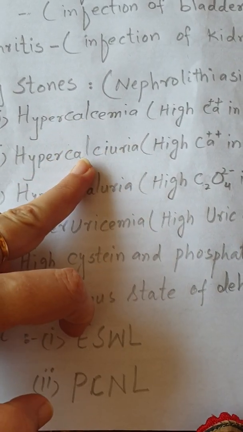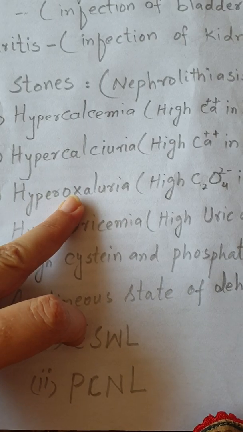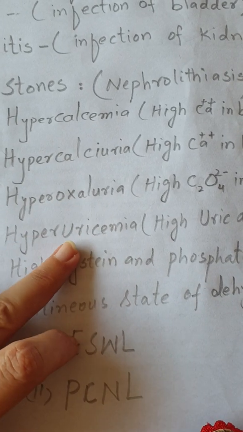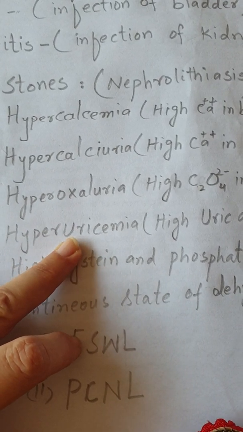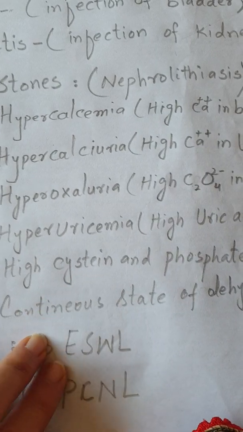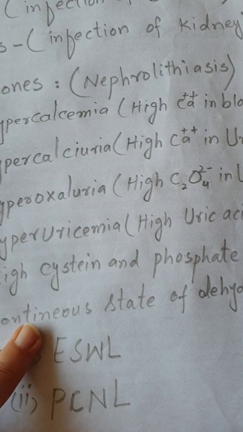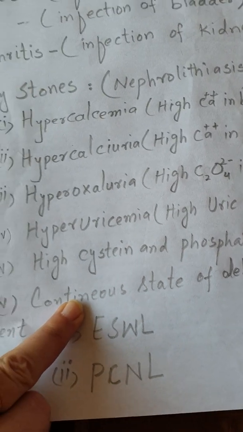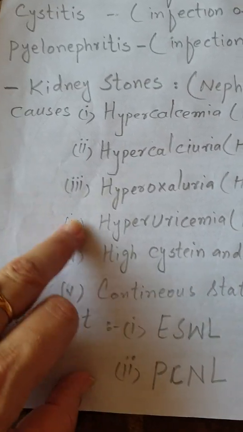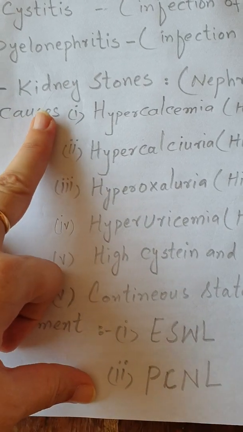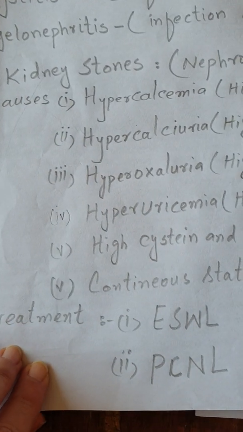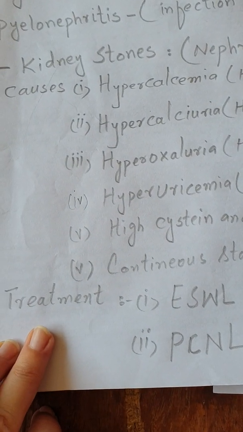the urine, may be high in the blood, calcium oxalate in the blood, high uric acid, high cysteine and phosphate, and high dehydration. So all these are the causes of the kidney stones, and it causes the formation of the stones inside the kidneys. What is the treatment of the kidney stone?